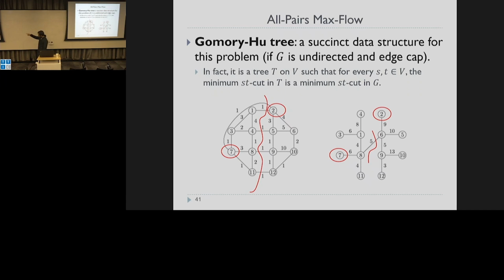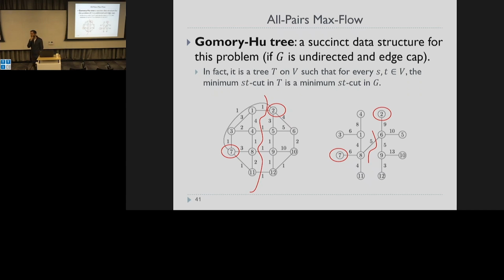And so in this case, it's going to be just the edge, the lightest edge on the path between the two nodes. It's going to be 5. So you immediately get the value of the cut, but you also get the cut itself. By removing this edge, you get the partition of the set of nodes of the graph. Then in the graph, it's going to be a minimum cut.